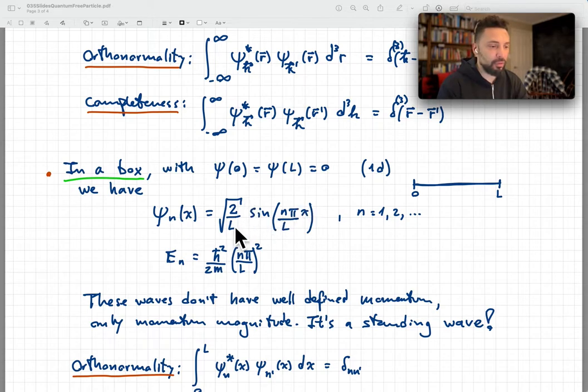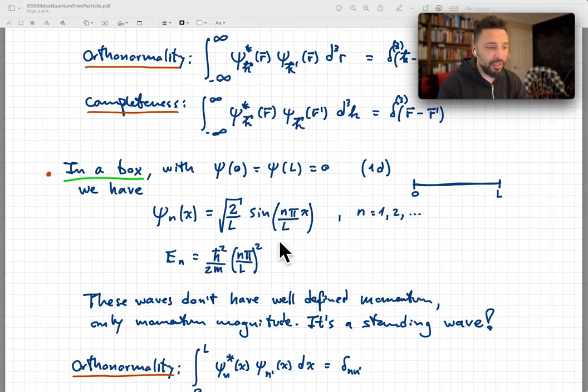It's square root of 2 over L sine of n pi x over L. This is a function that correctly vanishes at 0 and vanishes at L for any integer n going from 1 to infinity. Remember, we saw in a previous video that n equals 0 is not allowed because that makes this wave function completely vanish, which then is not a proper eigenvector.